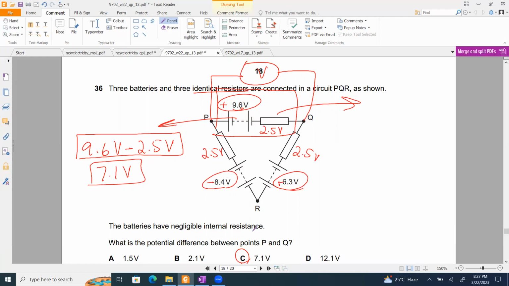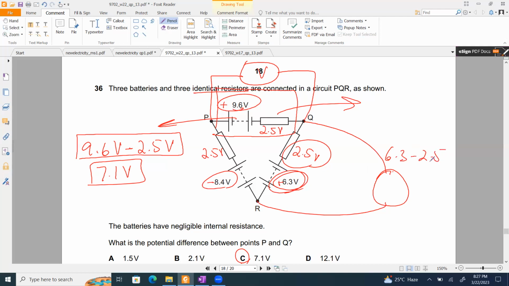But there could be negative potential, negative voltage as well. For example, if they ask you a question here, tell me the potential across QR. This one will be taken negative, and this one will be taken positive. So the voltage here is 6.3 minus 2.5. What answer comes? I think 3.8. 3.8 volt with positive sign.